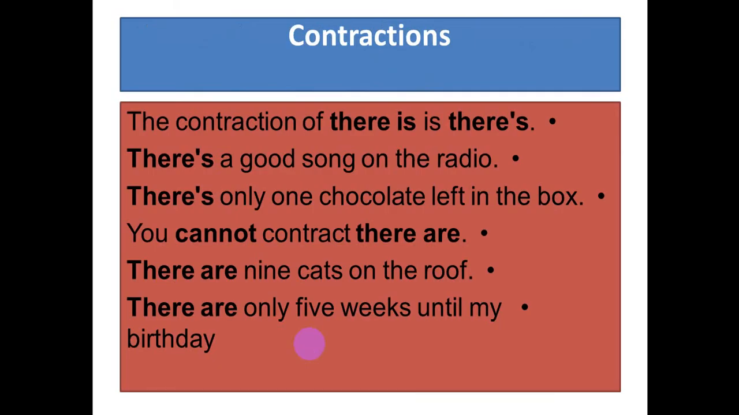Contraction. نجي شلون نختصر there is. The contraction of there is is there's. There's a good song on the radio. There's only one chocolate left in the box. You can't contract there are. There are 9 cats on the roof. There are only 5 weeks until my birthday.